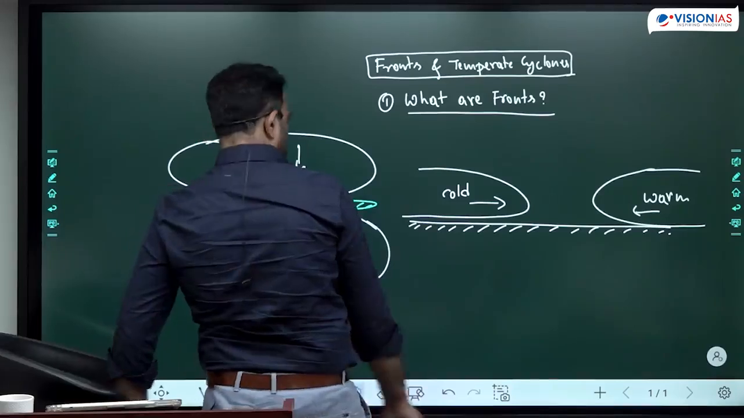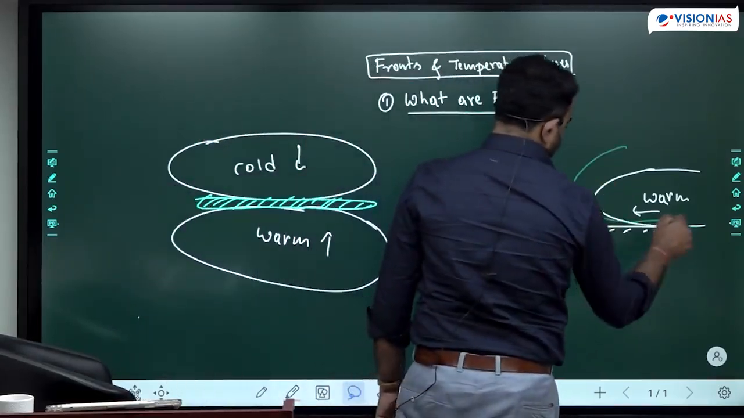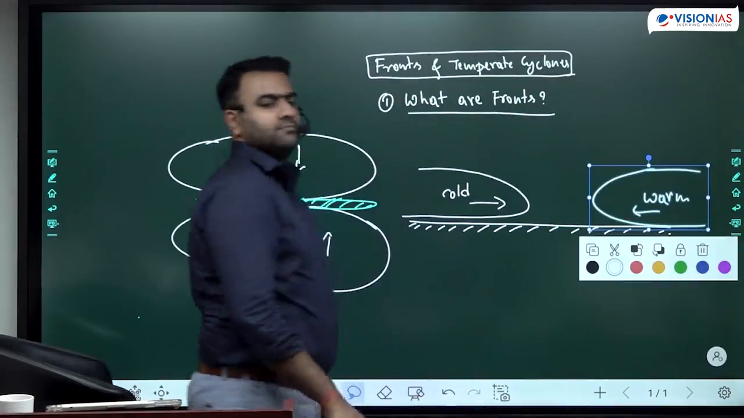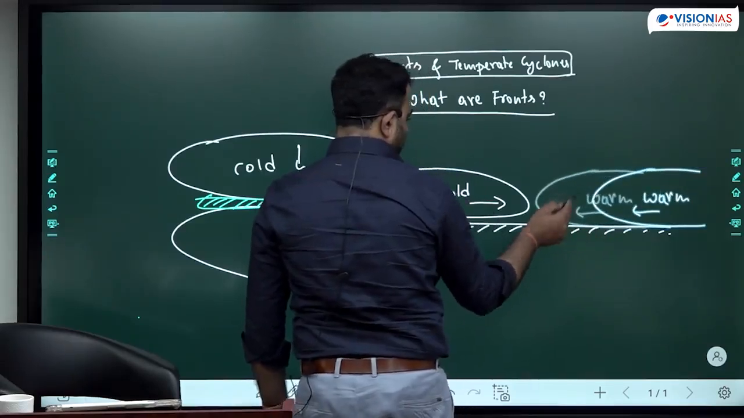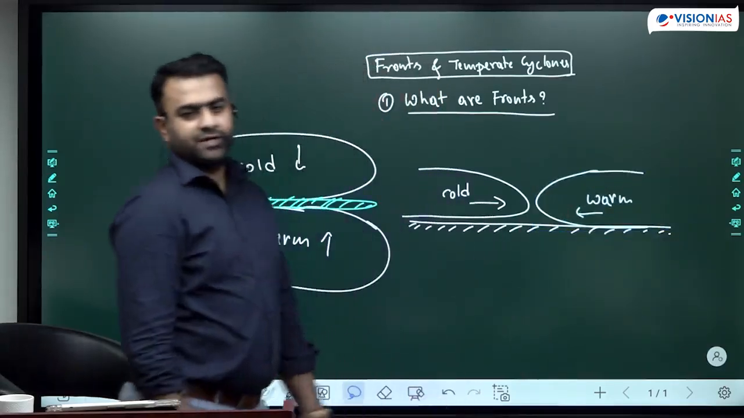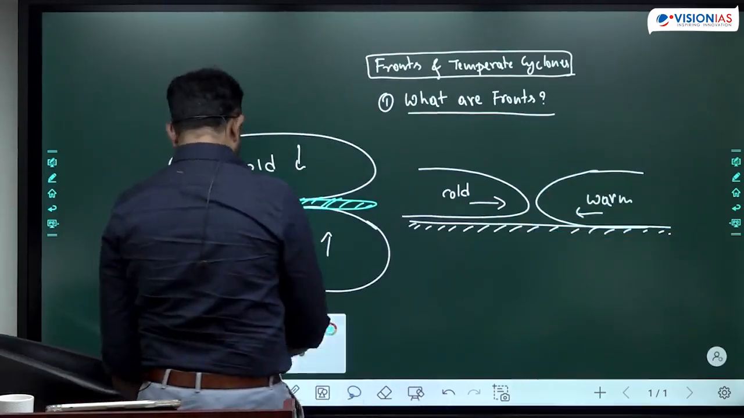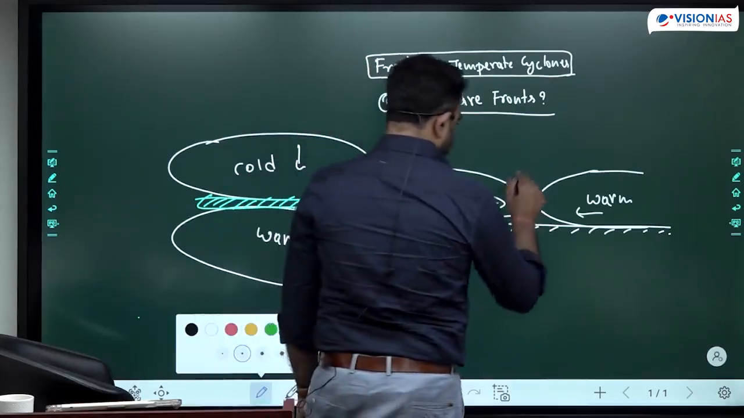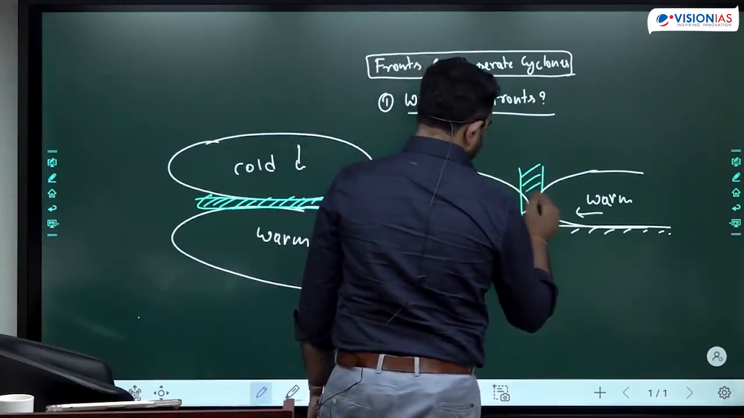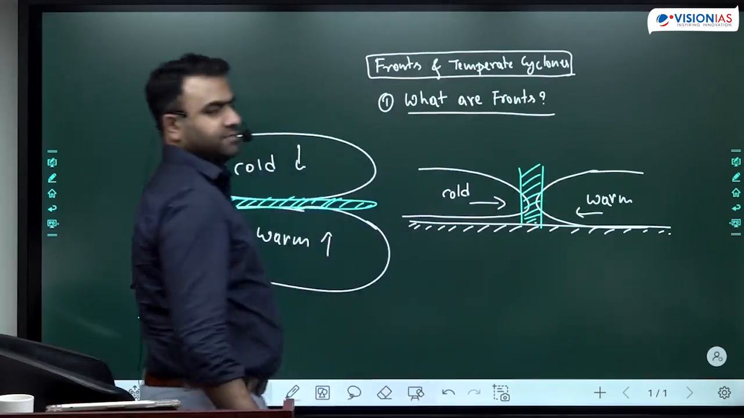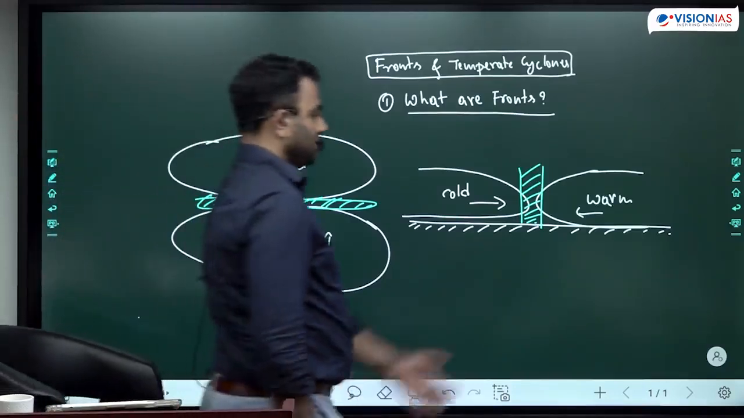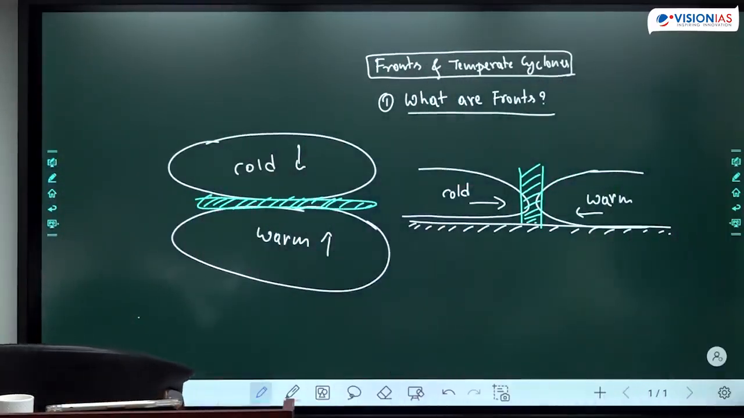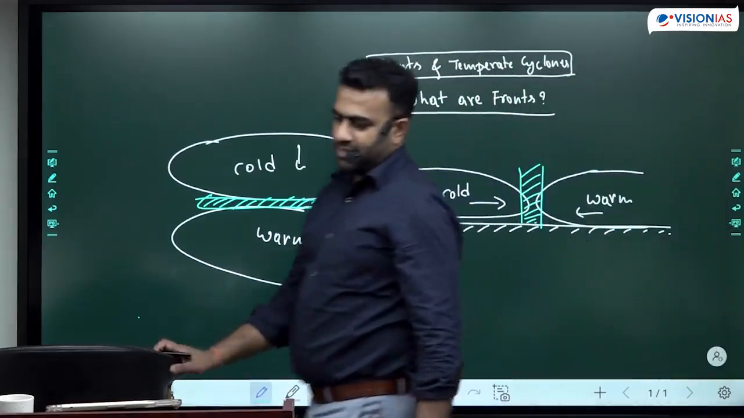Is there a front now? No. This is a little bit far away. When two different air masses come closer towards each other, then there is a front. So where is the front? Front is here, like this, from the side view. Okay. So there is a warm air mass, there is a cold air mass. Warm air mass is trying to push the cold air mass backwards. Cold air mass is trying to push the warm air mass backwards.